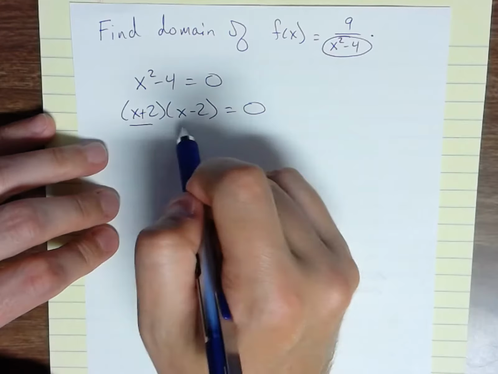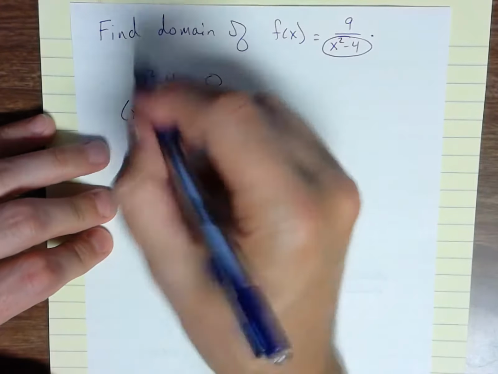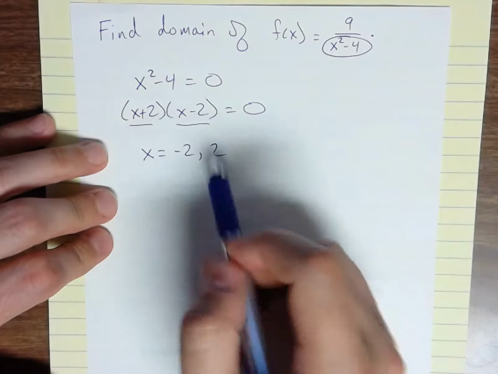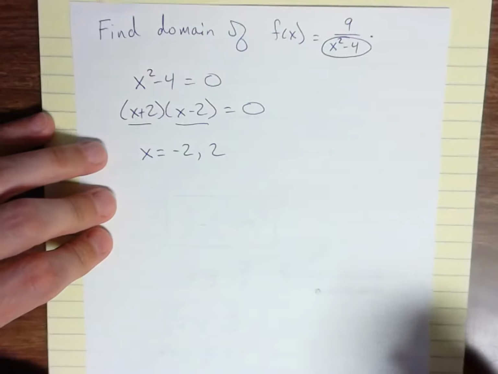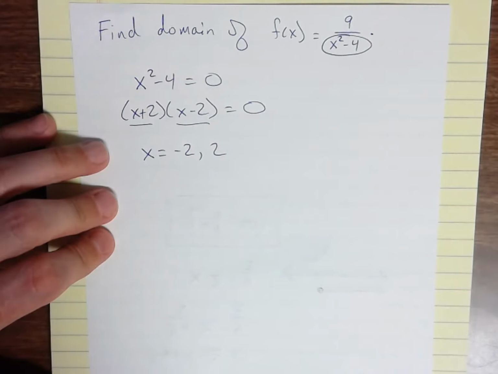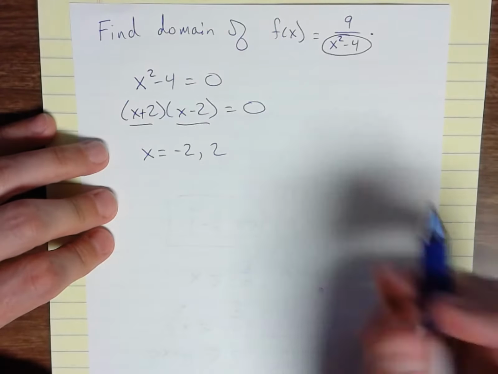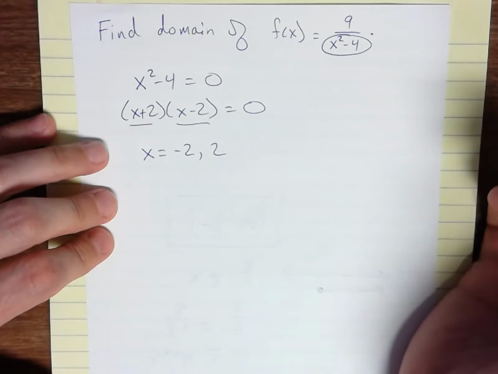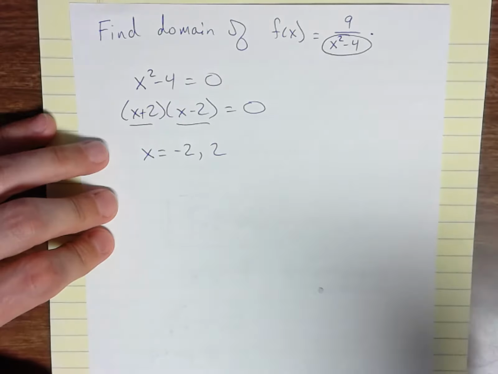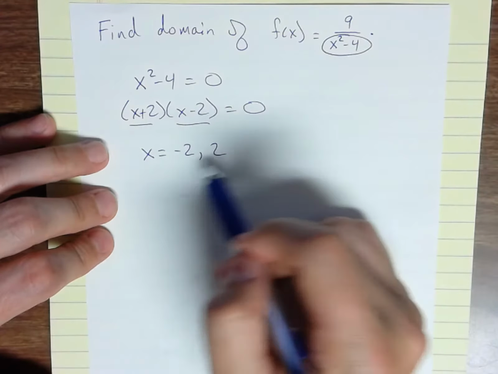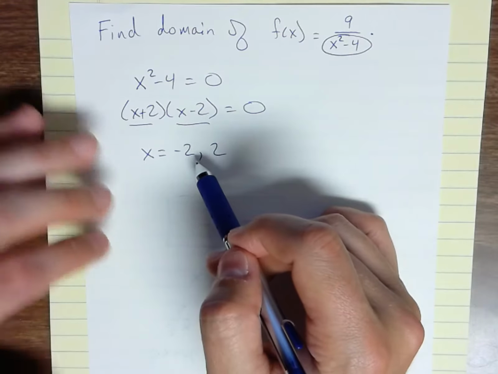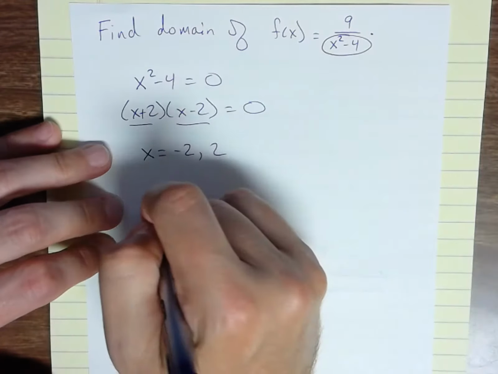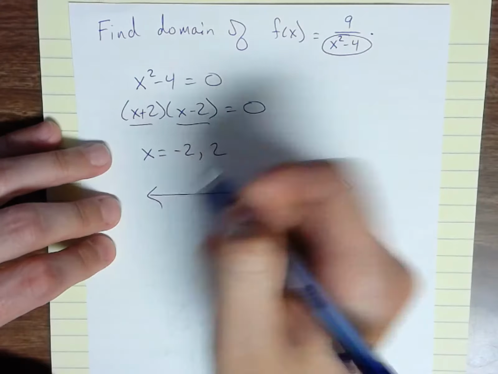Now of course I could set each of these little pieces equal to 0. So x could be negative 2 or positive 2. Those would make this true. Why did we just do that? Well, we want to know what would make this 0 because x cannot be that. So in this case, the domain is things that we want to know what it can't be, because then it could be anything else. So on a number line, let's just visualize that.